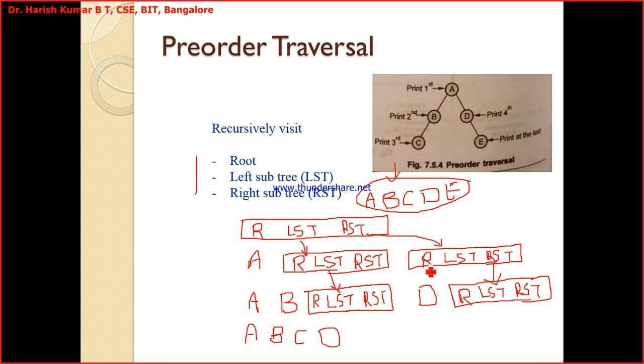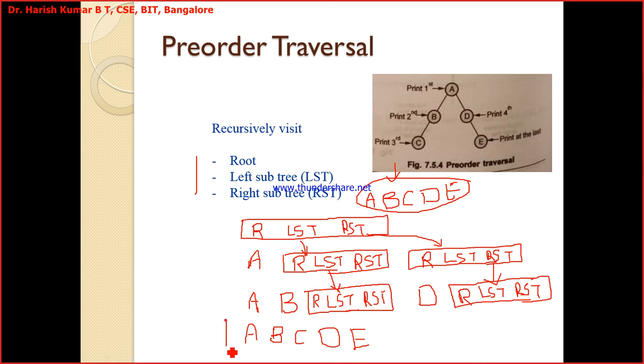Okay. Next I check. What I've expanded here is for the right subtree. What is the root node for the right subtree of the node D? It is E. So this R value is E. I'll write it as E. Since E doesn't have the left subtree and the right subtree, I stop here.